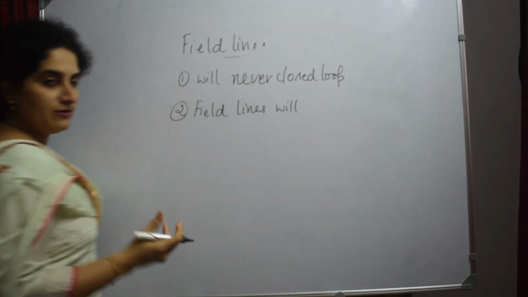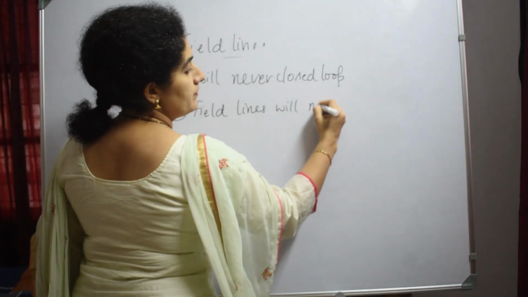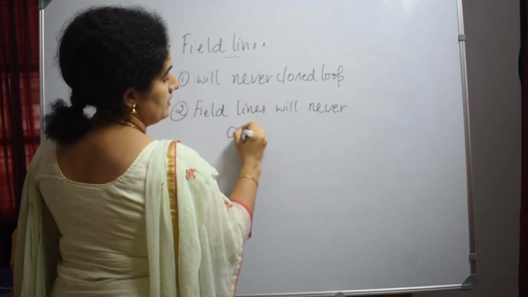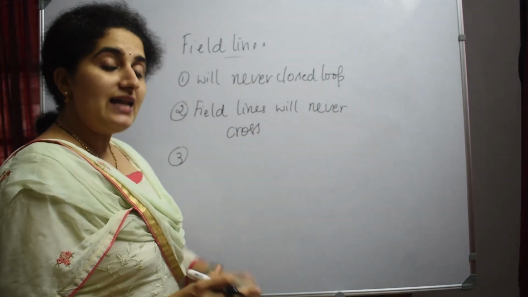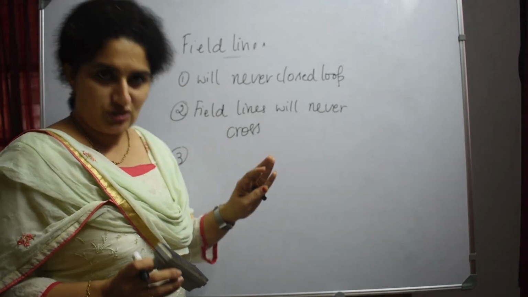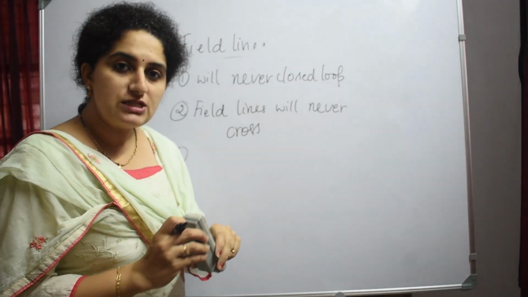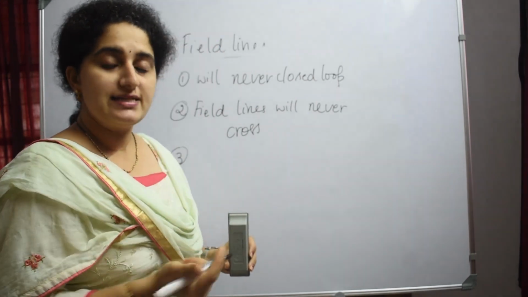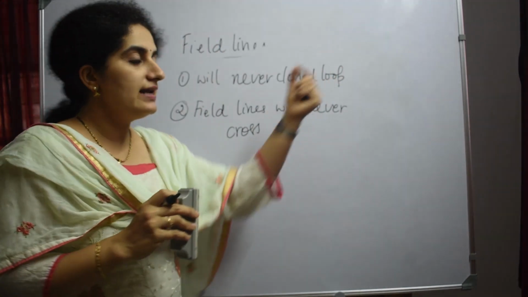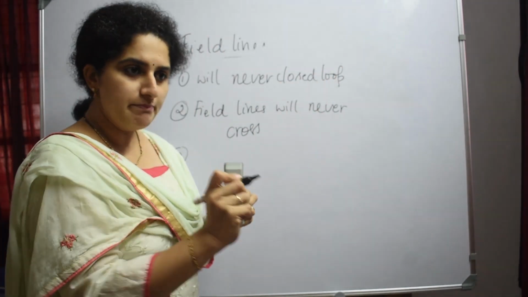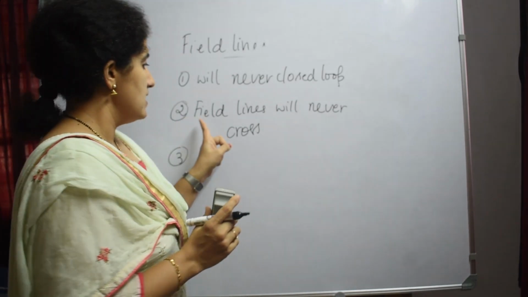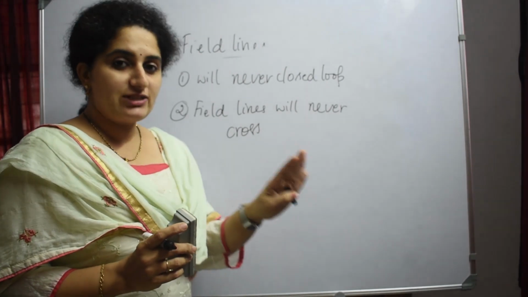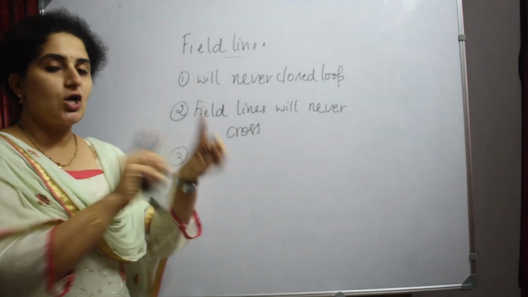So what will happen if they cross each other? If they cross, at the point of intersection it will have two directions, which is not true. Correct? If I have a positive charge, field lines are outwards. If it is a negative charge, field lines are towards itself. So at one particular point, it will show only one direction. That's why two or more electric field lines will never cross each other.